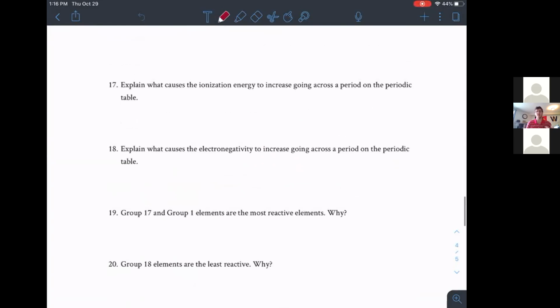If we look at something like question 17, it says explain what causes ionization energy to increase going across the periodic table. Make sure you're not just saying it increases because the ionization energy gets bigger. Make sure you're explaining about the Coulombic attraction, or that attraction between the protons and the electrons, and how that attraction will affect the ionization energy. And explain how the other trends play into the ionization energy: atomic radius, Coulombic attraction, electronegativity. All of them play into one another.